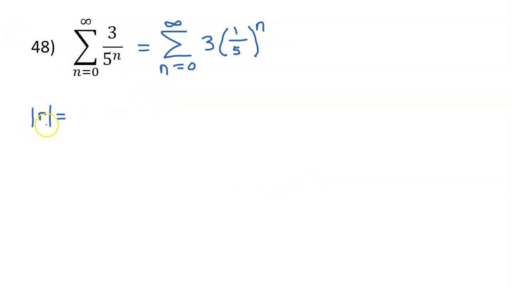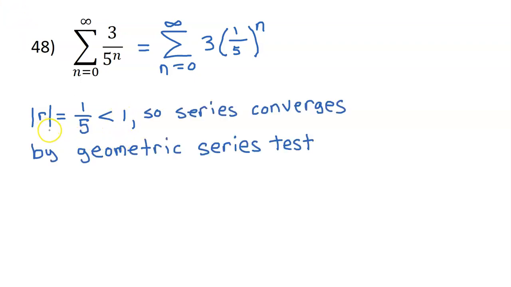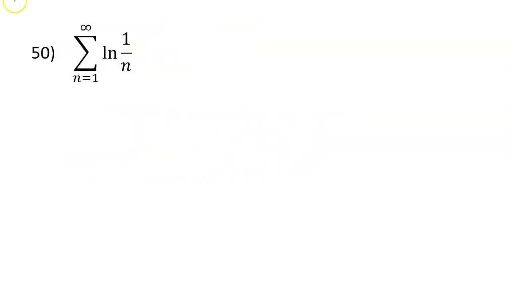Let's start by asking ourselves, what is the absolute value of r? Make sure you write this down. R is 1/5, so the absolute value of r is also 1/5. What aspect of this is important? The fact that this is less than 1, so make sure you write down the significance. Since the absolute value of r is less than 1, the series converges by the geometric series test.